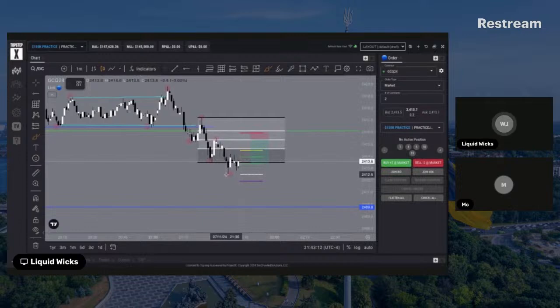So one thing I like to note right here is we got this flow right here, which is being respected. So that's what I'm expecting. And if we can get back here, this would be a nice position. Although I feel that the stop loss is a little tight.